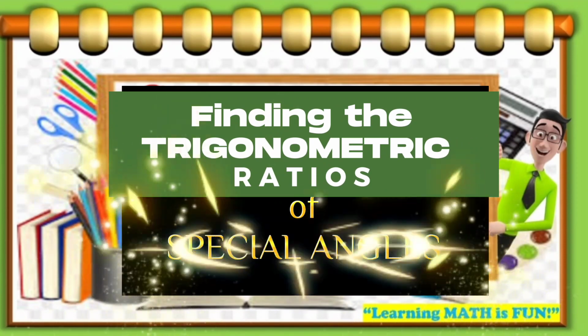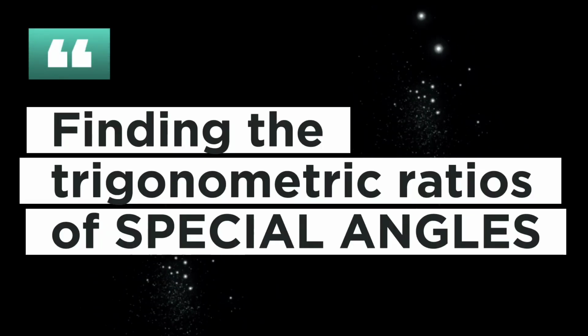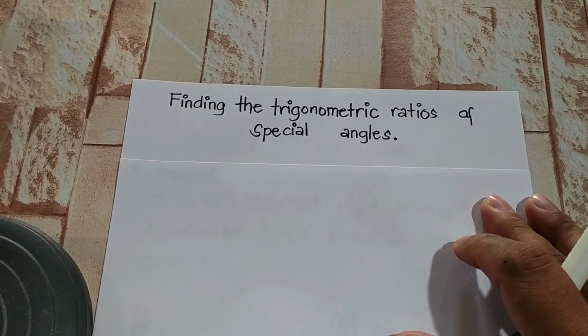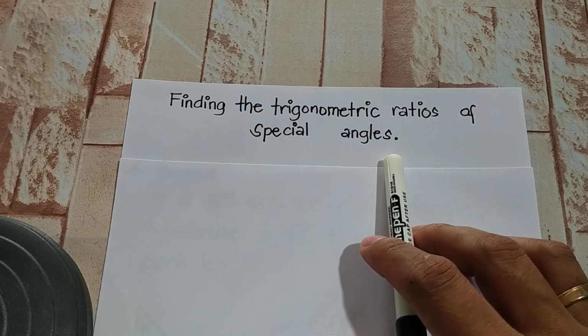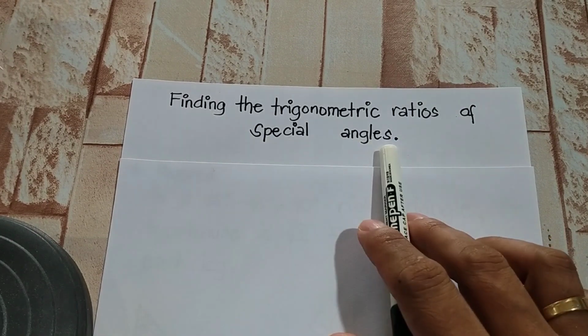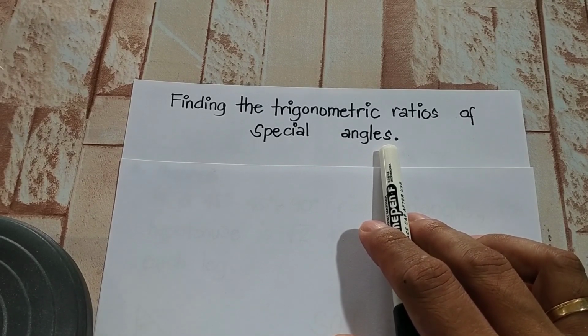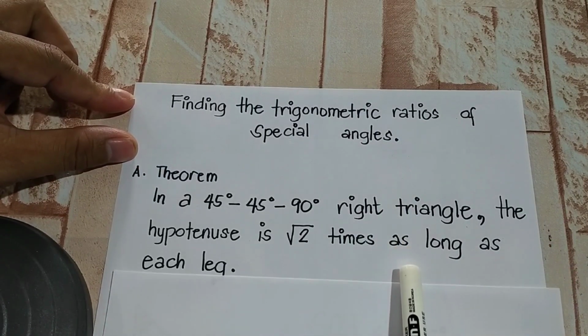Hello everyone, today we will talk about finding the trigonometric ratios of special angles. When you say special angles, these are the 30 degrees, 45 degrees, 60 degrees, and 90 degrees. And let's start with the first theorem.